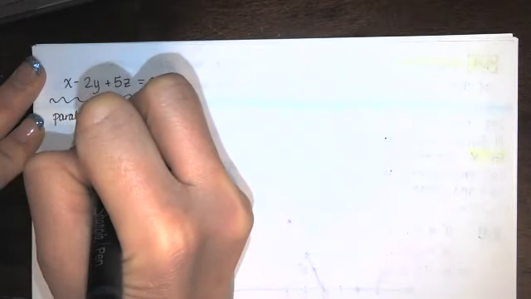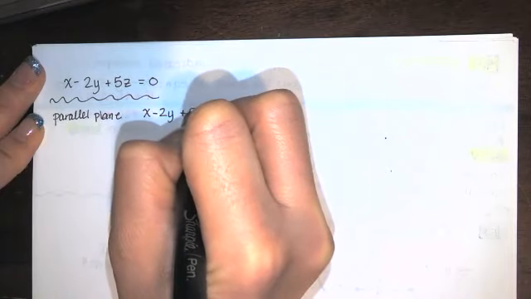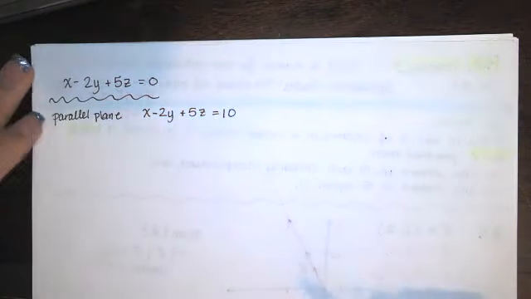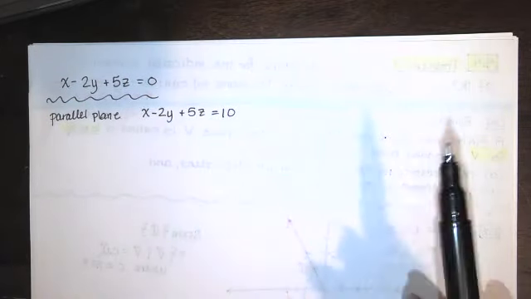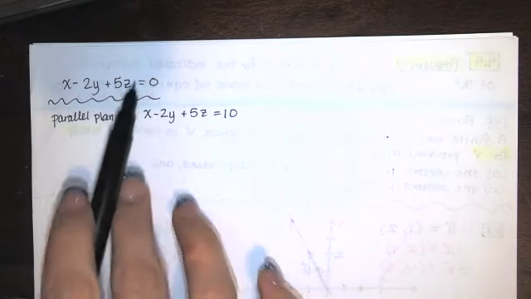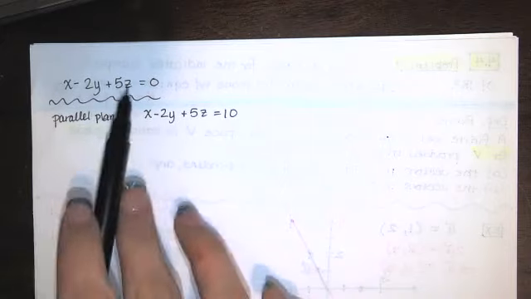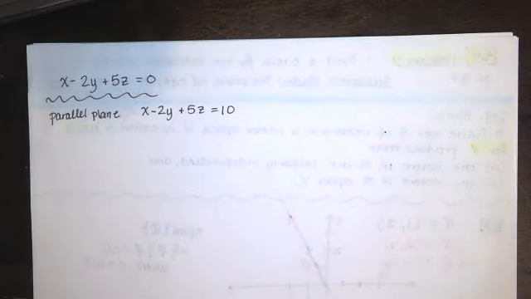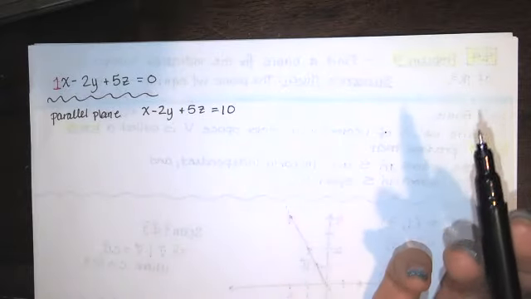Just to get a sense of what's going on, I'm just going to sketch a parallel plane, which is going to look just like this. But I want to be able to see it in three-dimensional space, so I'm going to make that right-hand side equal to 10. Since this is 10 and that's 0, these are not the same plane, but this one is parallel to this one because they have the same normal vector. And we know that they have the same normal vector because the coefficients of x, y, and z are equal in both planes. That's a fact from Calculus 3.